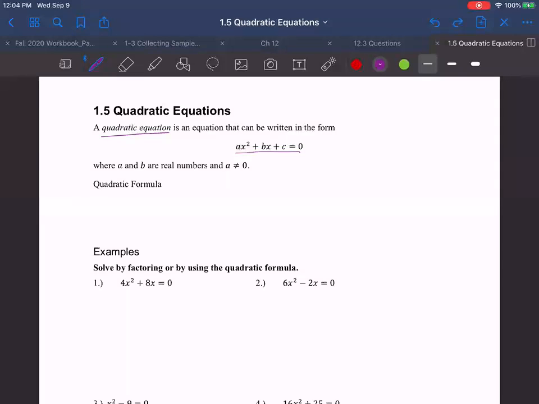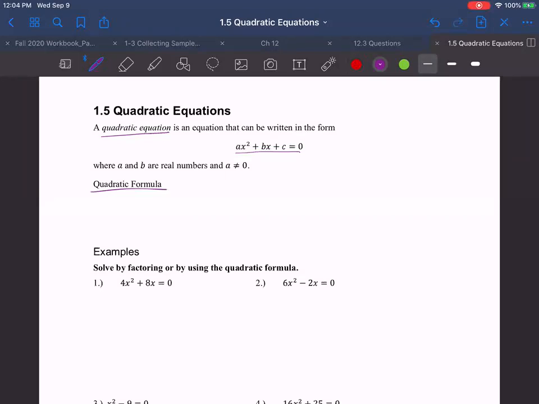We're assuming we have an a, a b, and a c, and they're real, and they could be 0, as long as a is not 0. And we have one method that, regardless of whether or not you can factor it, or any other method you could do to solve these, will always work for these, and it is the quadratic formula.